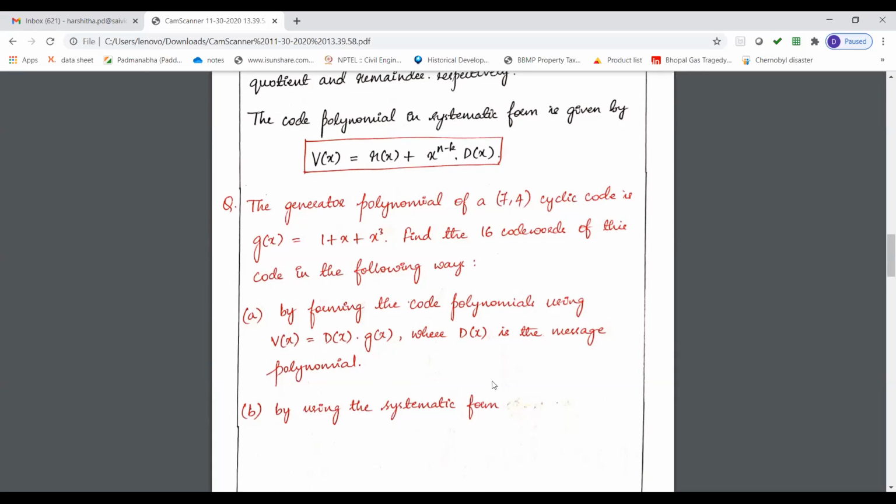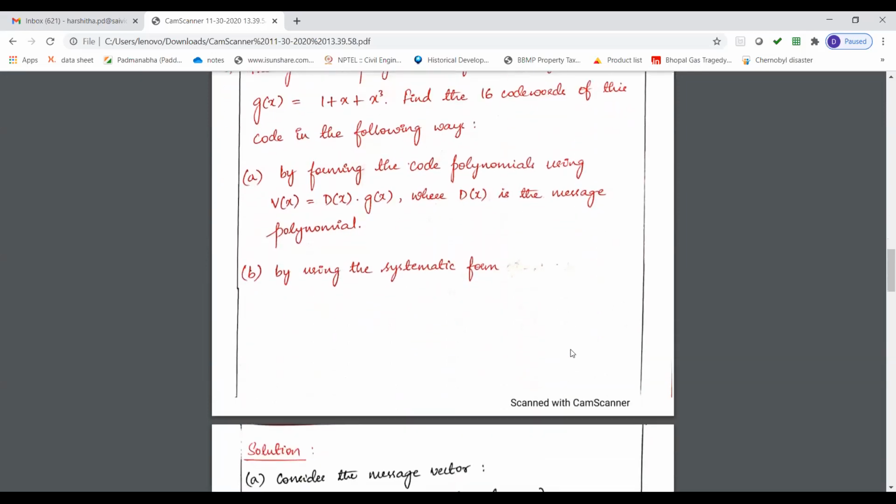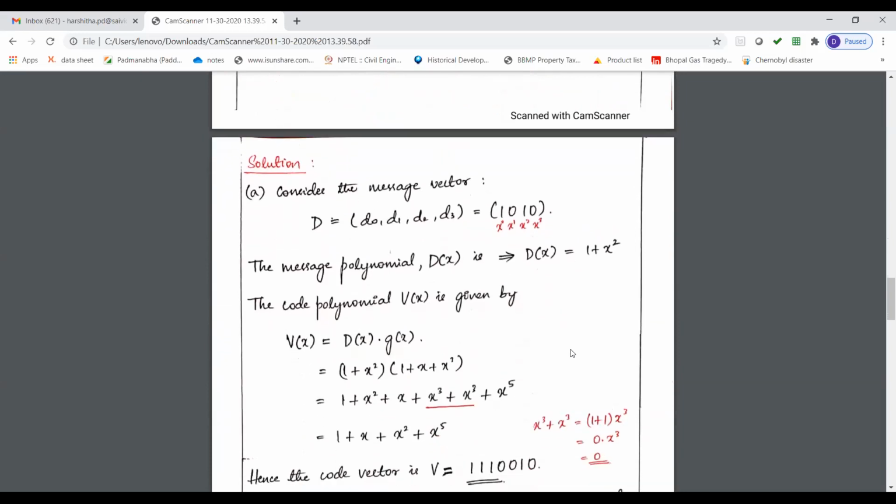So in the question, we are given a 7,4 cyclic code, meaning to say n is equal to 7 and k is equal to 4. And the generator polynomial is given as 1 plus x cube. From this data, we are supposed to find 16 code words by representing the code words in both non-systematic form and systematic form. In non-systematic form, we should use v of x is equal to d of x into g of x. Okay, so first we'll solve the first sub question.